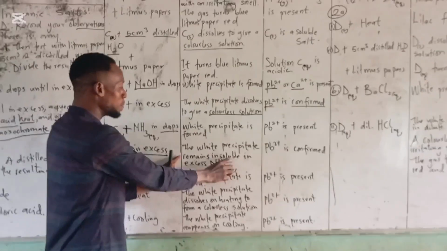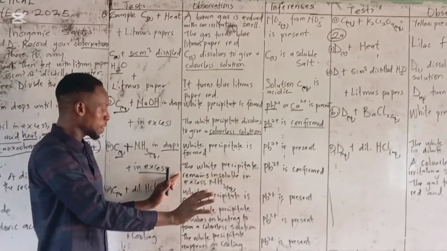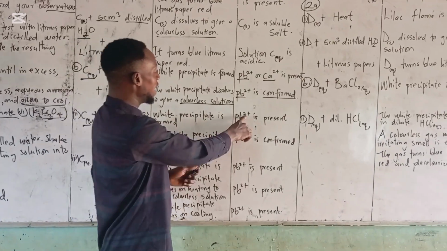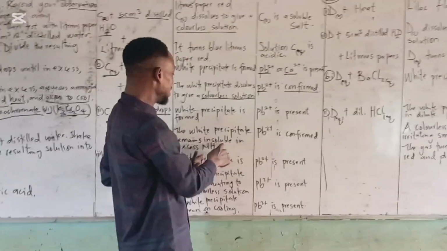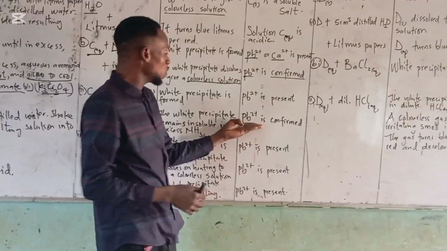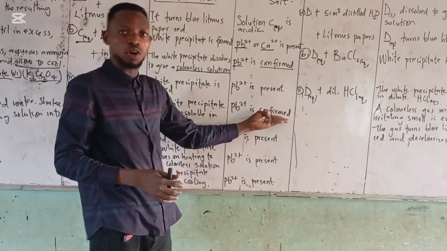That means the white precipitate here does not disappear. So, in essence, aqueous ammonia shows that lead 2 plus is present, and when the precipitate remains insoluble, it shows lead 2 plus is confirmed.